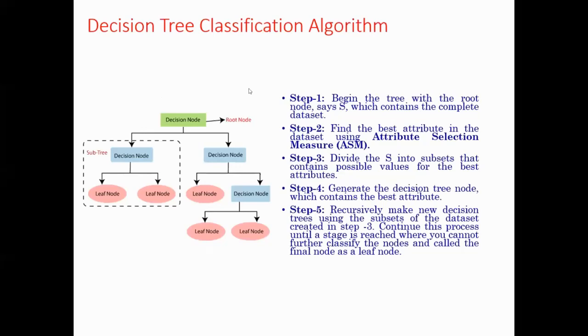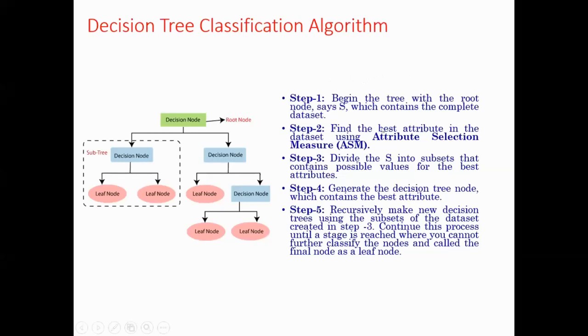In the decision tree algorithm, you begin with a tree with a root node, which contains the complete data set. From the data set, you split the data recursively. The entire data set lies on the root, and once we go down from the root, the data set is partitioned based on some principle or some attribute. So begin with the tree with the root node.